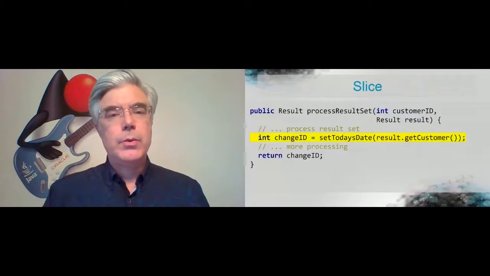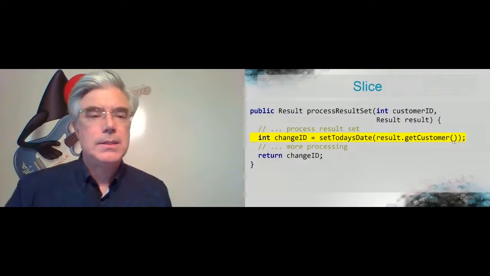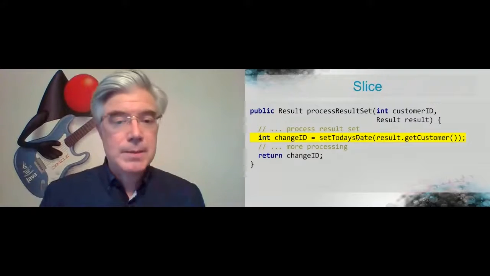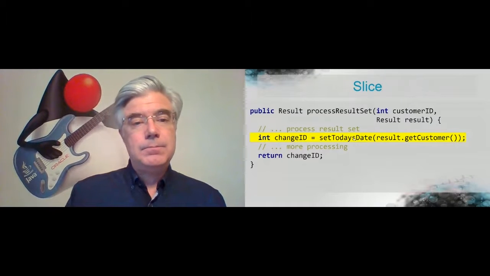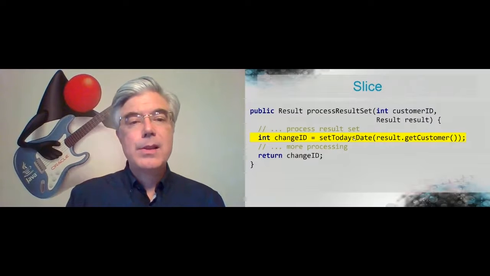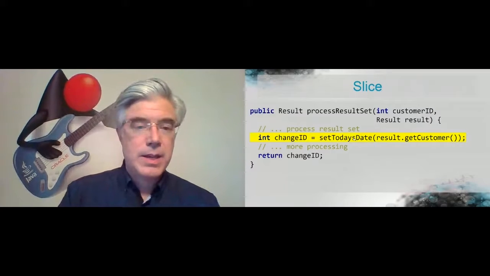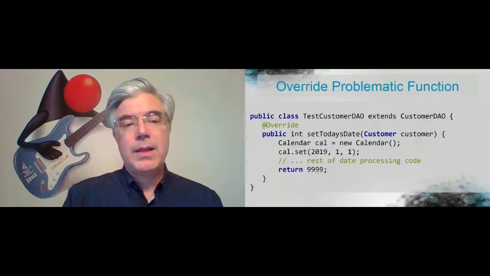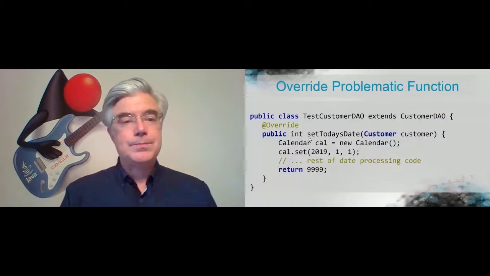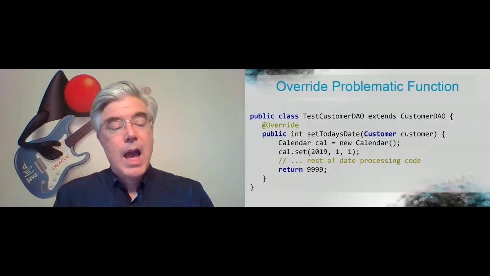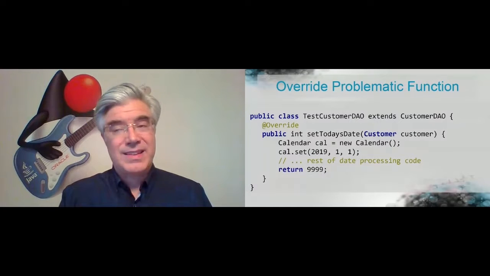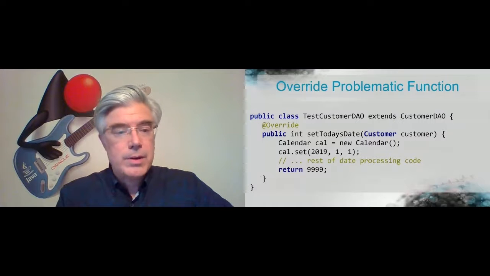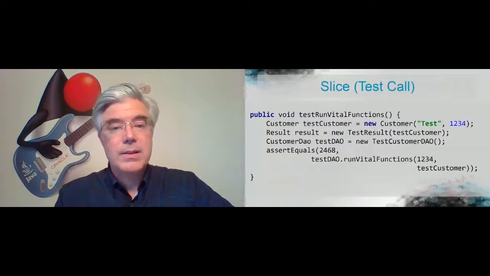Now let's look at how to slice out this code that's in the middle. We've got all this processing above. We've got to set today's date. Well, that may be difficult to test. So what I'm going to do is peel that out by creating a test customer DAO that extends the customer DAO, and it will override set today's date. I will pass in the customer, and I'll have it do whatever processing it needs to, so that I won't be calling the original date. I'm really not concerned about testing whether or not the date function works. That's a library function. I'm going to assume that that works.